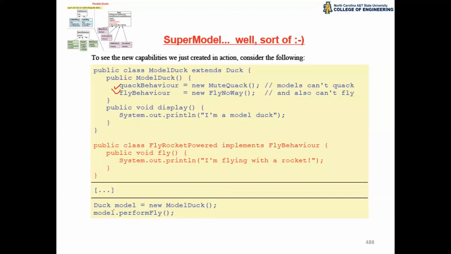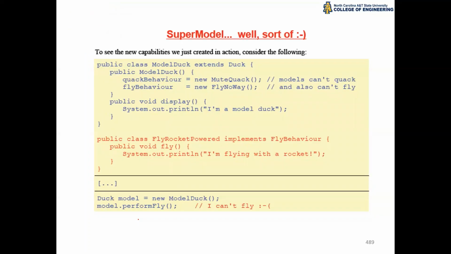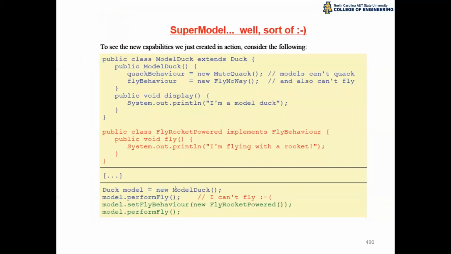Now you just try to implement and run it, the model duck, trying to fly. So it says I can't fly, because fly no way can fly. Now I'm trying to implement set fly behavior. So it's adding some dynamic behavior. So now set fly behavior new. So it was not flying. Now you can add fly rocket power.